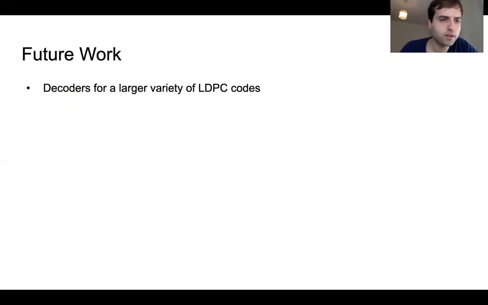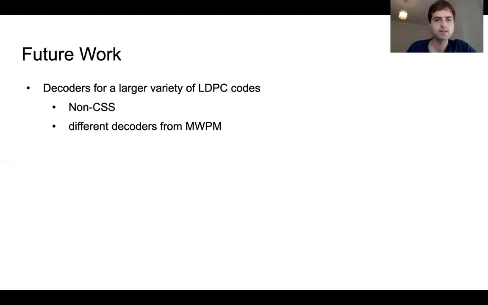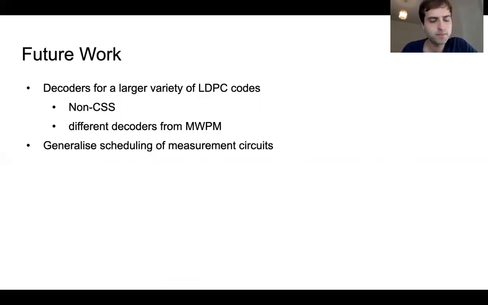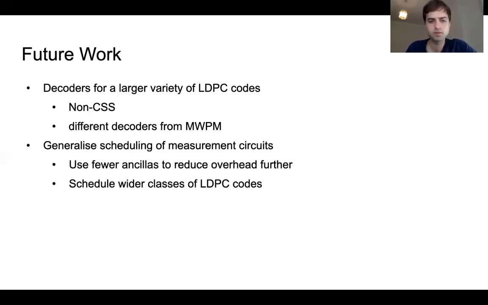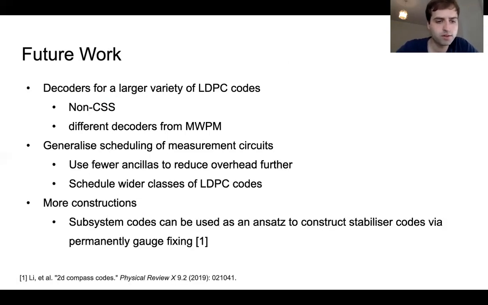Now in future work, it'd be interesting to look at decoders for a larger variety of LDPC codes. These include non-CSS codes and different decoders other than matching. It'd also be interesting to generalize the scheduling of the measurement circuits to use fewer ancillas to reduce the overhead further, to schedule wider classes of LDPC codes, and also to use it to construct more stabilizer codes. The subsystem codes could also be used as an ansatz to construct stabilizer codes by permanently fixing some of the gauge operators. This is kind of analogous to what's been done with 2D compass codes and the Bacon-Shor code.